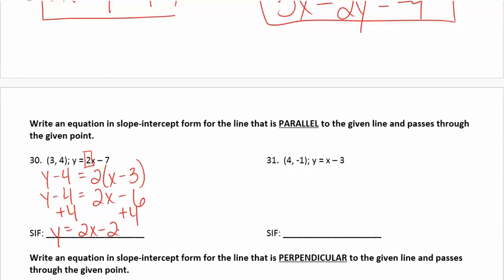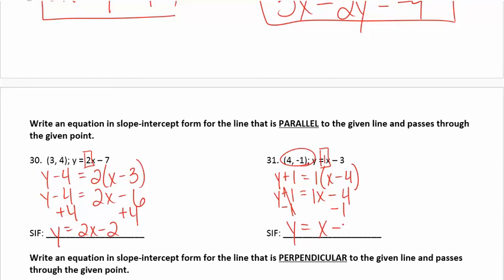Same thing on 31. The slope here is just 1. They're parallel, so we're going to use that same slope, and we get y plus 1 equals 1 times x minus 4. Remember, we're using this ordered pair, so when we distribute, you get 1x minus 4, and I typically will just write x. I won't even write the 1 in front, except for some reason it doesn't want to erase. So subtract 1 to the other side, and that gives you y equals x minus 5.